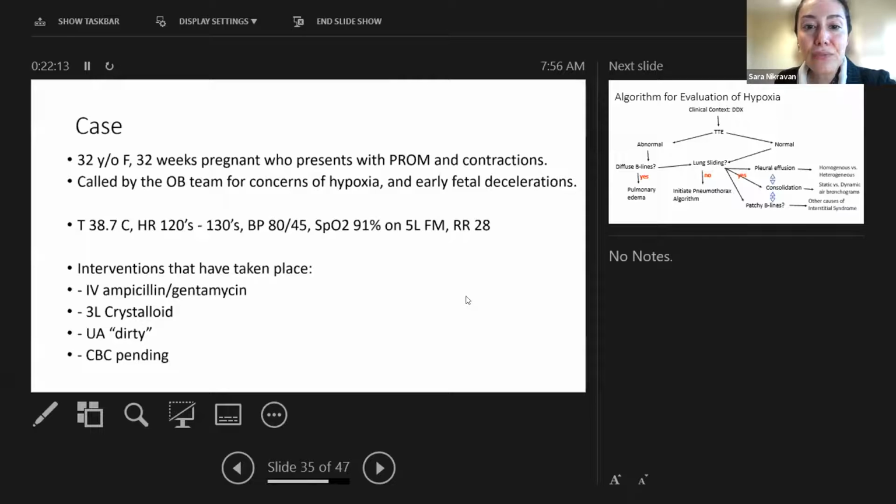So just really quickly, the second case I have is of a 32-year-old female who's pregnant. She had premature rupture of membranes and contractions. We were called by the OB team because they were concerned she was hypoxic and had early fetal decelerations. Their concerns were based on these vitals. She was tachycardic, maybe a little hypotensive, and hypoxic on 5 liters of oxygen. They had started antibiotics, they were giving her crystalloids, and some labs were pending.